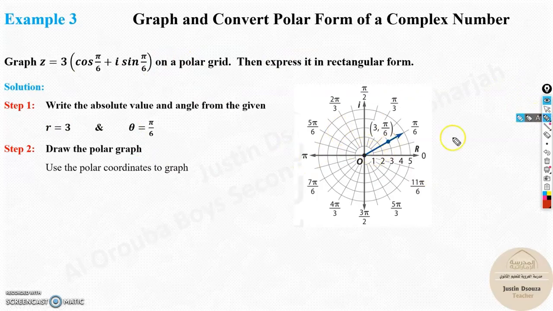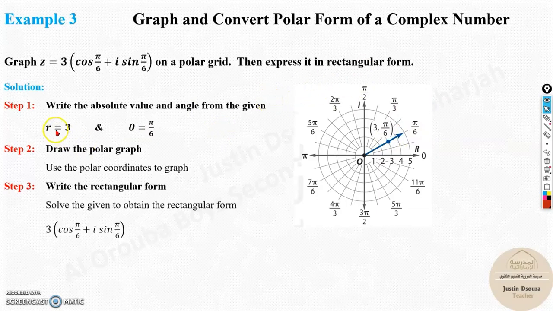In the previous lessons, we have done this many times, but the only thing over here is x is the real axis, y is the imaginary axis. What next to do? This r is 3 and this pi by 6 is the angle, so this is the point. Okay, now we need to convert into rectangular form.